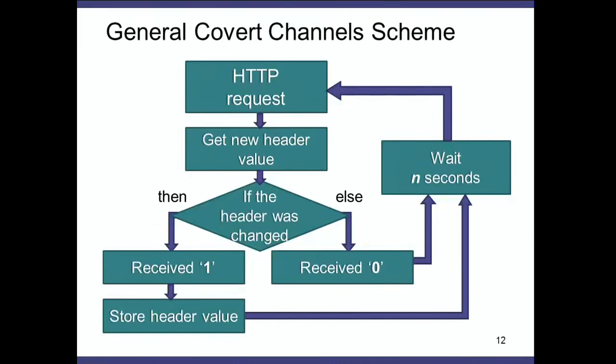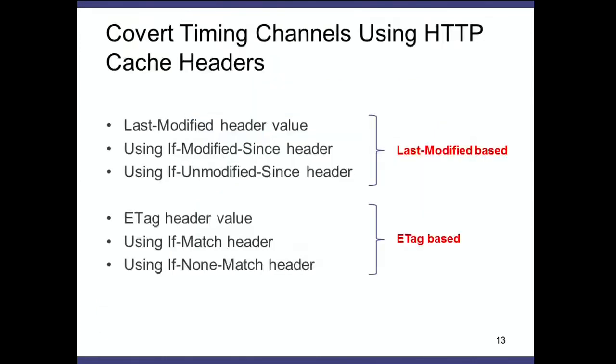What's proposed? Let's cover the channel scheme. Attacker 2 makes an HTTP request to the page that is used. Using the cache headers, he understands whether it was changed recently or not, and then makes up his mind as to what bit was received.